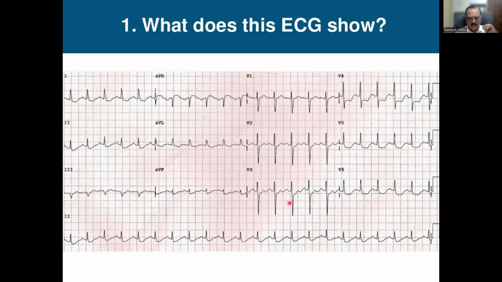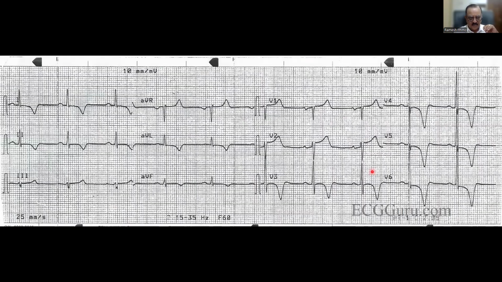So this is LAD territory. This is LAD territory, and this is LCX territory. Right? Very good. Super. Excellent. I'm very happy. You have picked up so many things nicely and correctly. Normal ECG or abnormal ECG? Abnormal. The T wave direction is opposite to the direction of the QRS. It is an abnormal ECG. We don't know whether it is a pathology or not. We will come to that later.